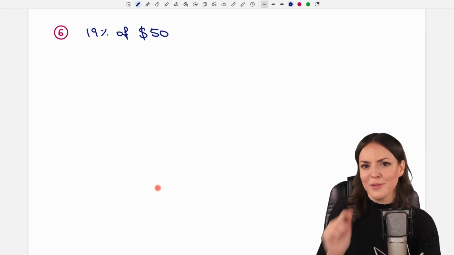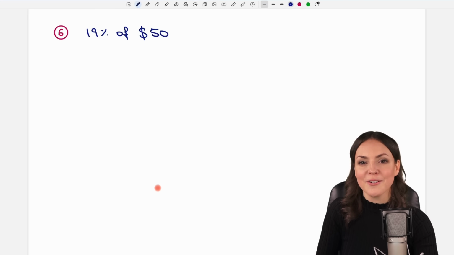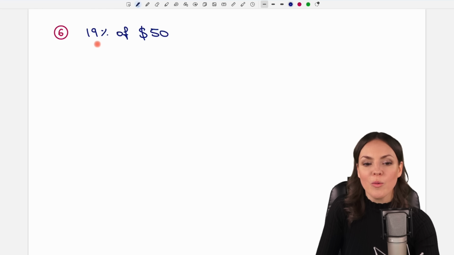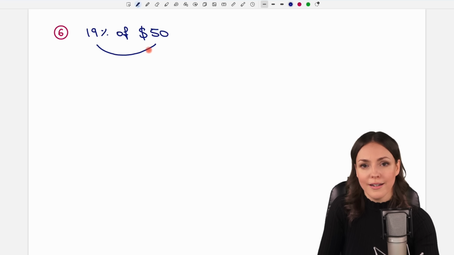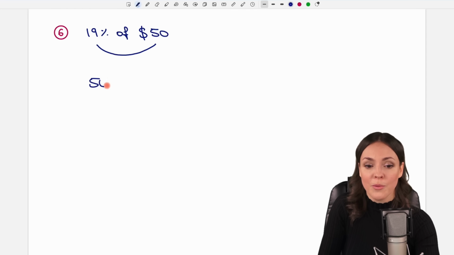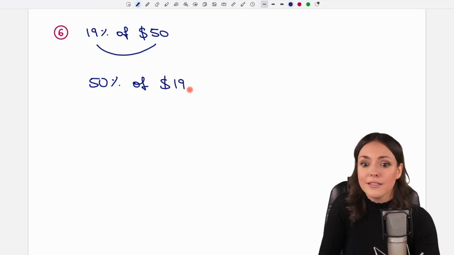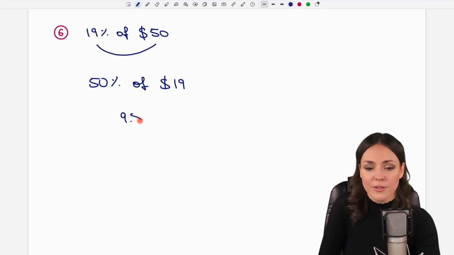And in the last example, I want to show you something interesting. I don't know if you knew that, but you can always just switch these two numbers. So instead of calculating 19% of $50, which is something like, ooh, I don't know how to do that, you can just do 50% of $19, which is so much easier because you just take half of $19, which is $9.50, and then you have your result.